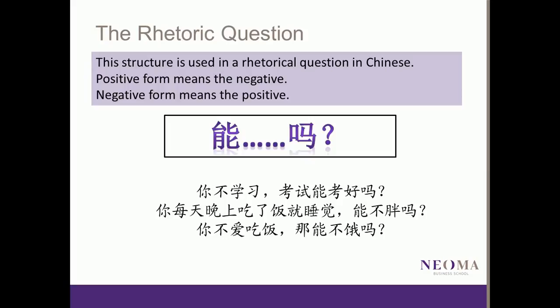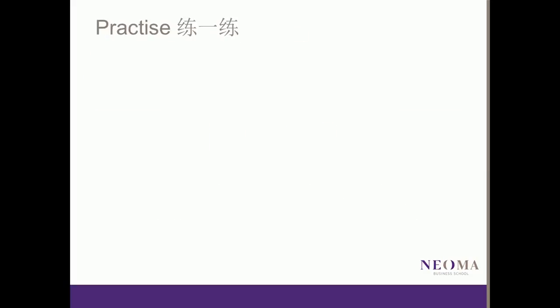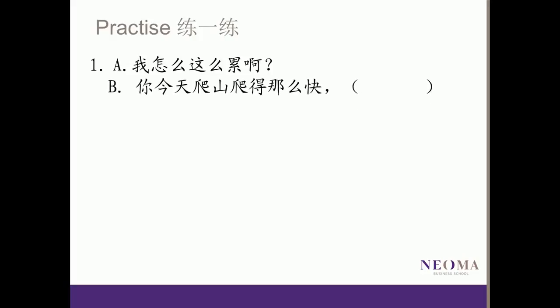好了, let's look at some exercises. Practice, 练一练。Number one, 第一个。A says, 我怎么这么累呀？How come I'm so tired? B says, 你今天爬山爬得那么快。What's the natural result of this? You climbed the mountain today, climbed so fast. Of course you will be tired. How come you won't be tired? 能不累吗？Alright, so 能不累吗 means you will be tired. Of course you're tired. That's a natural result.